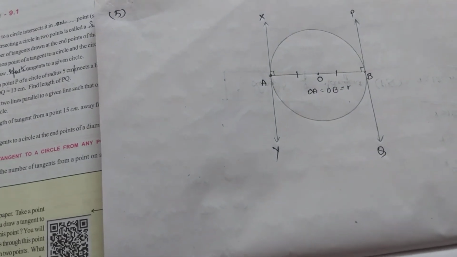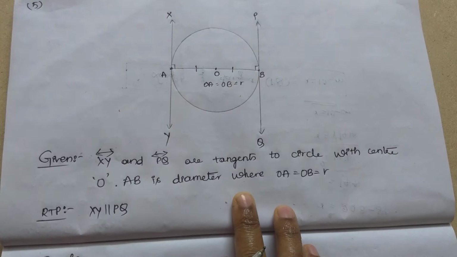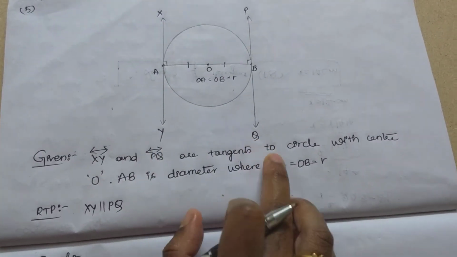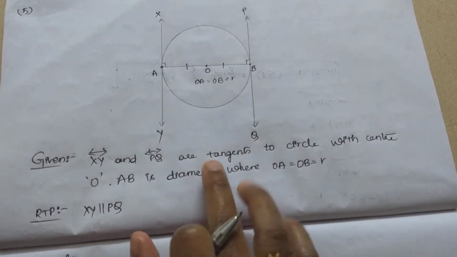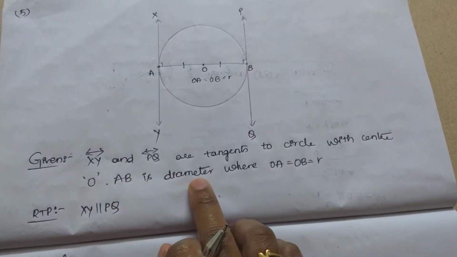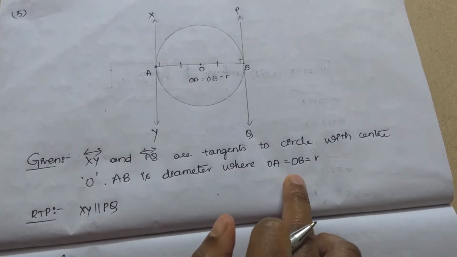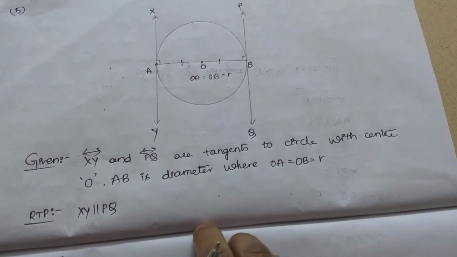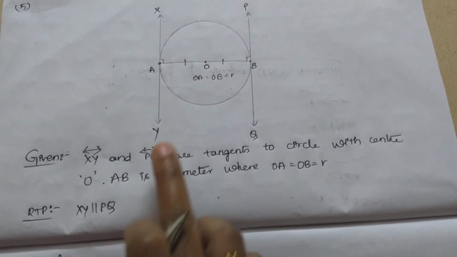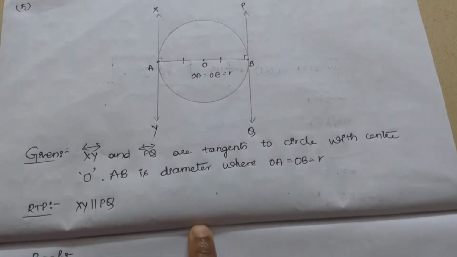Let's move into the solution now. See here, I have written under the given part that XY and PQ are the tangents to the circle with the center O. AB is the diameter, where OA equals OB equals the radius. Clear? So what we need to prove? Required to prove is XY is parallel to PQ. That is what we want to prove.